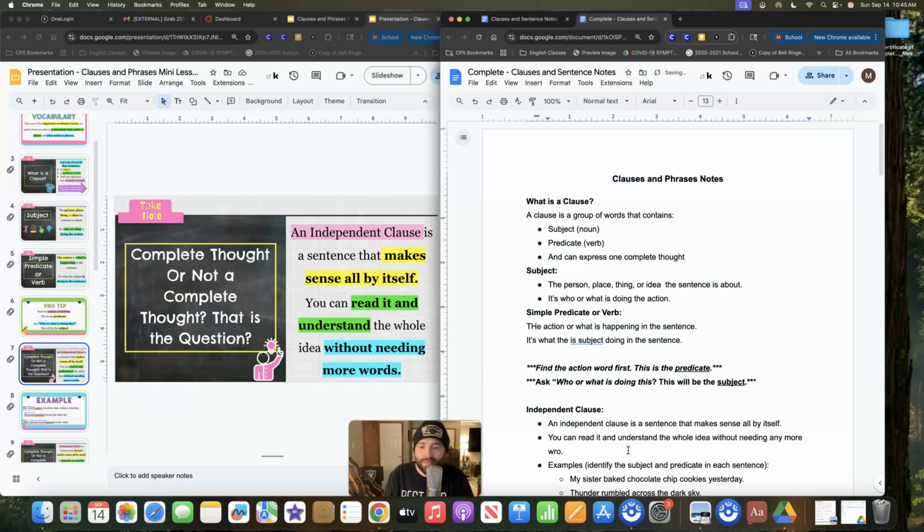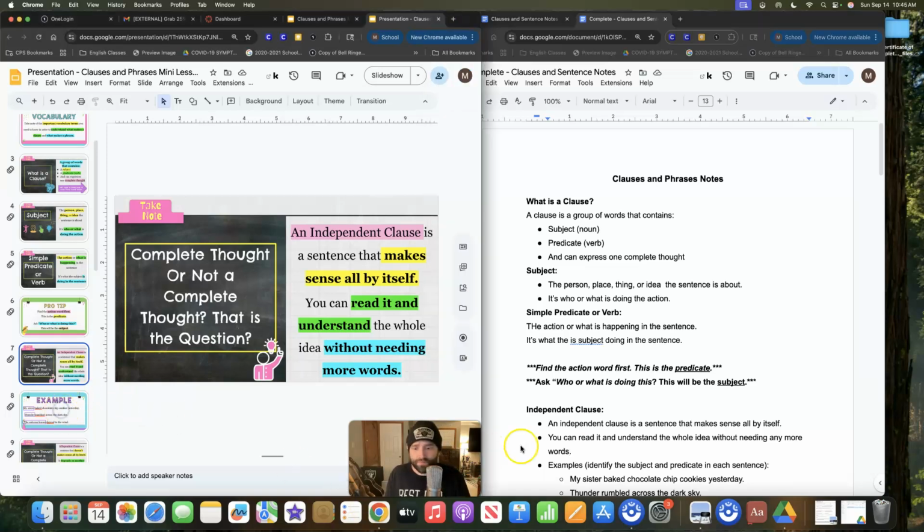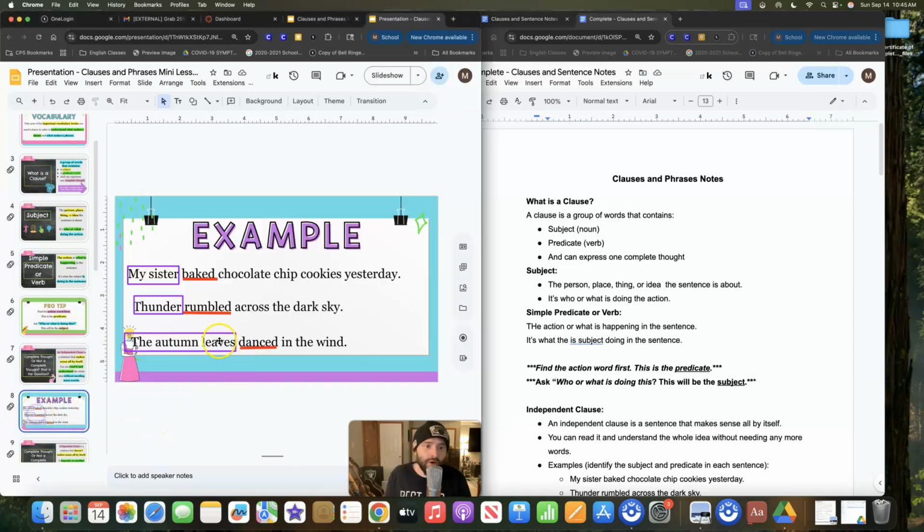Now, this can be as simple as, who is speaking right now? I am. That's a complete sentence. I am. Subject, verb. I, subject, pronoun. Am, verb, being. Okay, so a couple of examples. My sister baked chocolate chip cookies yesterday. We know that this is a complete thought because we have my sister, our subject, and we have a predicate, baked. It's just this action word, baked.